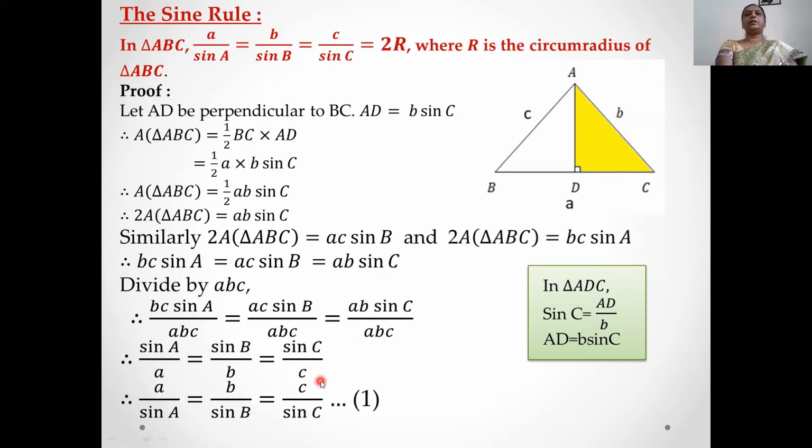Now you take the reciprocal. After taking the reciprocal, this will be A divided by sin A is equal to B divided by sin B is equal to C divided by sin C. Now half part of the sine rule is completed. Now we have to prove this is equal to 2R.